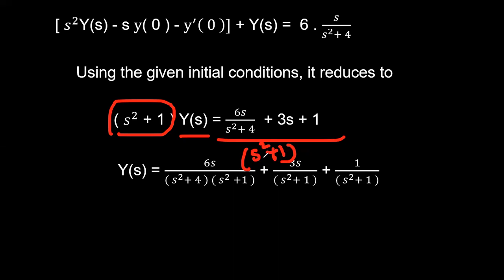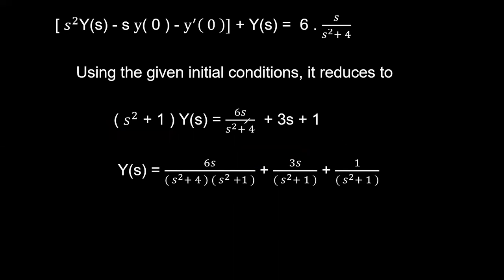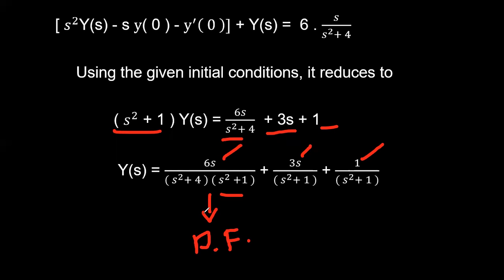Now we have to divide this s square plus 1 term individually into each numerator term. So this becomes 6s by s square plus 4 into s square plus 1, plus 3s by s square plus 1, plus 1 by s square plus 1. The first term can be evaluated only by the partial fraction method, while the others can be evaluated by using the standard formula.